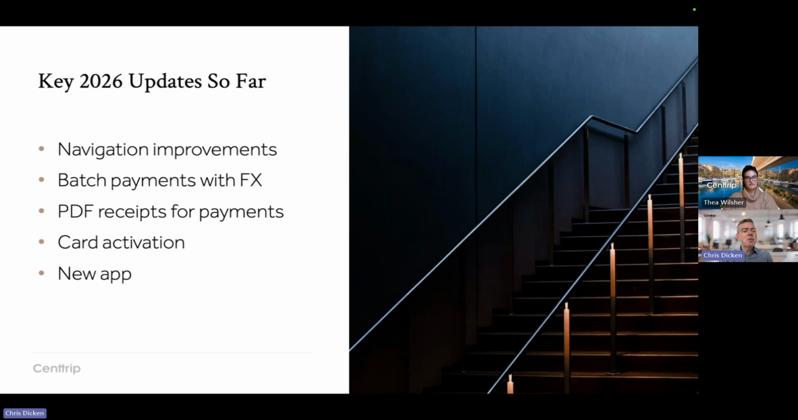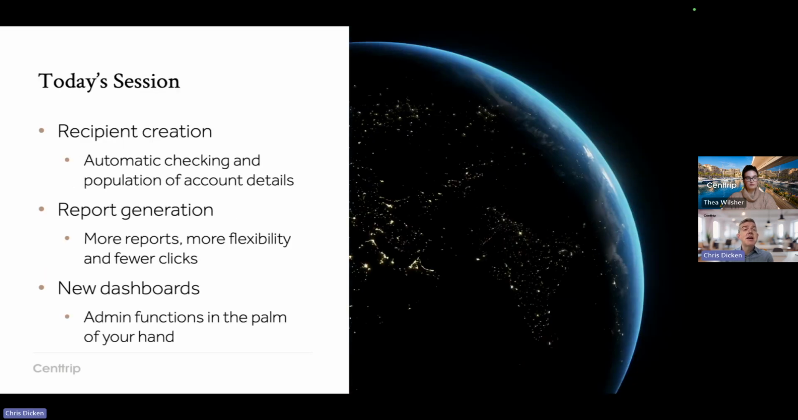So let's talk about what's happening this month and also in May and June. This is what we're going to be talking about today. 3 main areas which are very exciting, significant changes to the Centtrip Global platform. The first one is about creating recipients, which actually came out last week. You may have seen it already if you've been adding a recipient to the platform. It is a streamlined way of adding new recipients where we check account data while you're creating the recipient to make sure everything's being entered correctly.